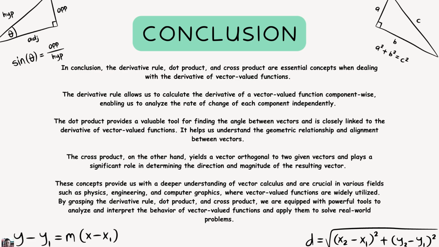The cross product, on the other hand, yields a vector orthogonal to the two given vectors and plays a significant role in determining the direction and magnitude of the resulting vector. These concepts provide us with a deeper understanding of vector calculus and are crucial in various fields such as physics, engineering, and computer graphics, where vector-valued functions are widely utilized. By grasping the derivative rule, dot product, and cross product, we are equipped with powerful tools to analyze and interpret the behavior of a vector-valued function and apply them to solve real-world problems.